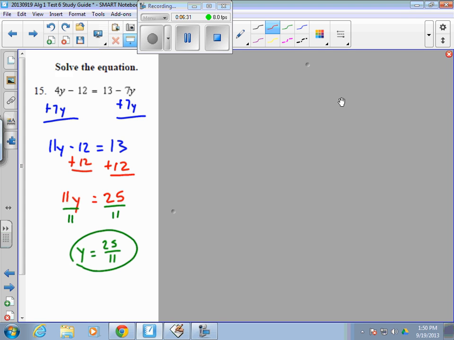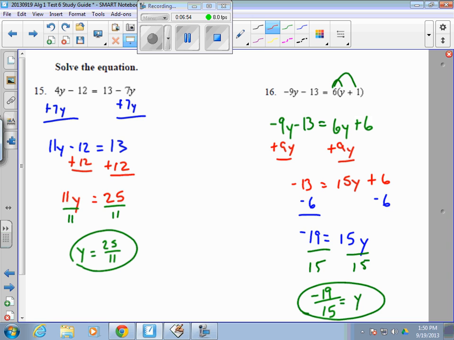Number 15 says 4y minus 12 equals 13 minus 7y. Undo minus 7y by adding it to both sides. 4y plus 7y is 11y minus 12 equals 13. Undo minus 12 by adding it to both sides. 11y equals 25. Undo 11 times something by dividing by 11 on both sides. And y equals 25 over 11.